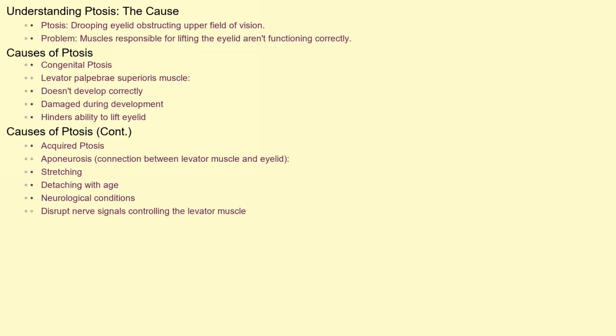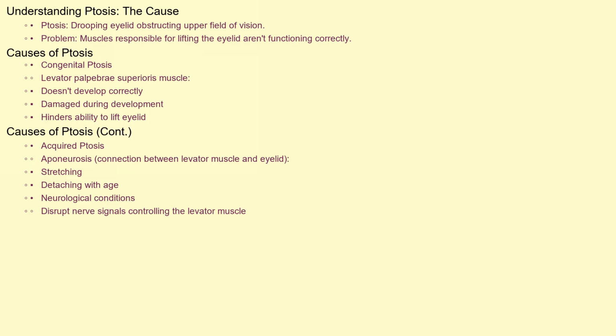Now, let's understand what happens inside the eye and eyelid to cause ptosis. Essentially, ptosis occurs when the muscles responsible for lifting the eyelid aren't functioning properly. In congenital ptosis, the levator palpebrae superioris muscle either doesn't develop correctly or is damaged during development, hindering its ability to lift the eyelid fully.